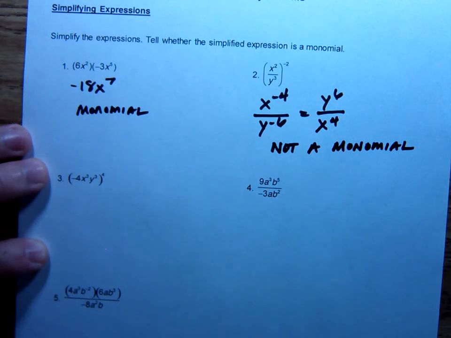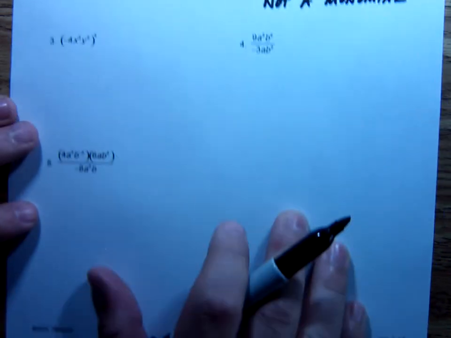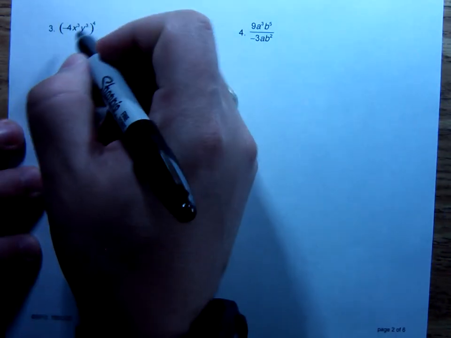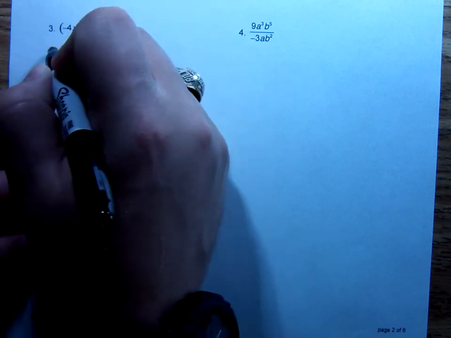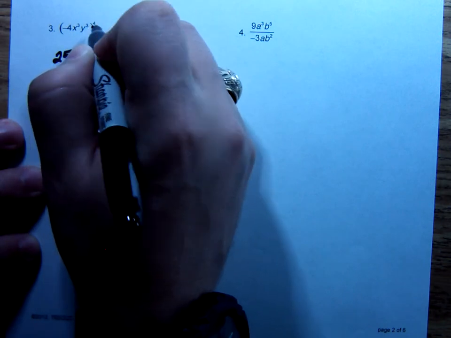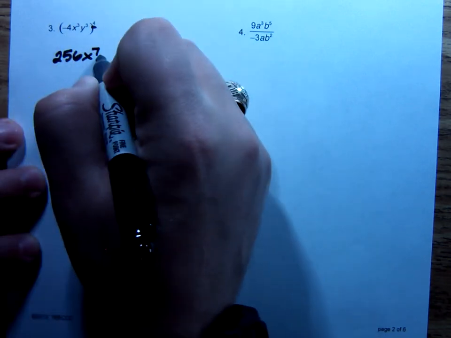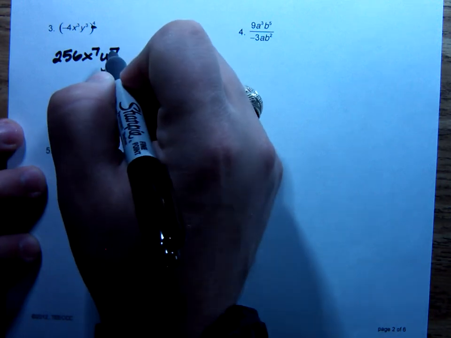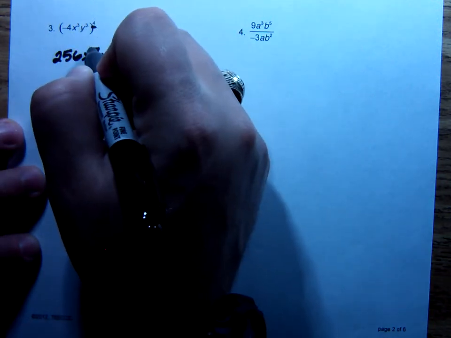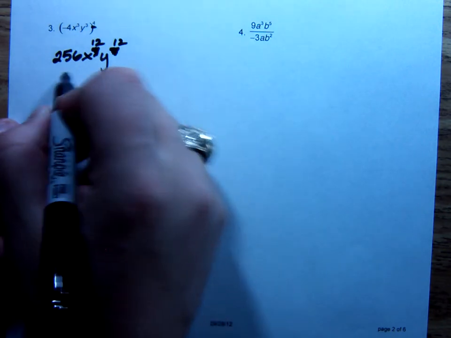That is not a monomial because I'm dividing by a different variable. Okay. I know we're moving quickly through these, but these are pretty simple. Again, if I work this out, I have negative 4 to the 4th power, which is 256. Because I have an even exponent, I'm going to have a positive answer. And then I have x to the 12th, y to the 12th. Sorry, I said 7th at first. I didn't mean to add those. Is this a monomial? Yes, it is.